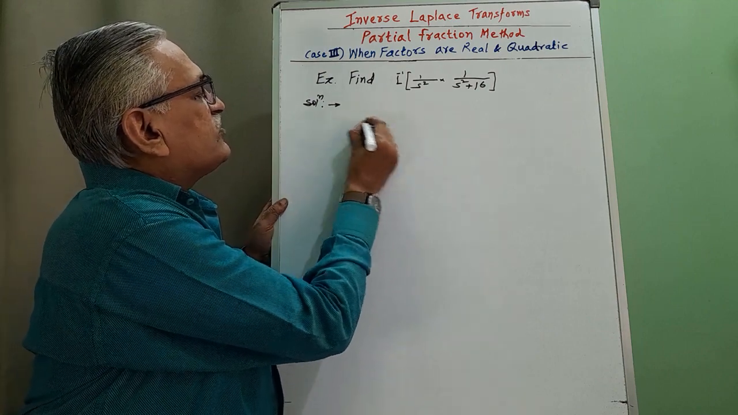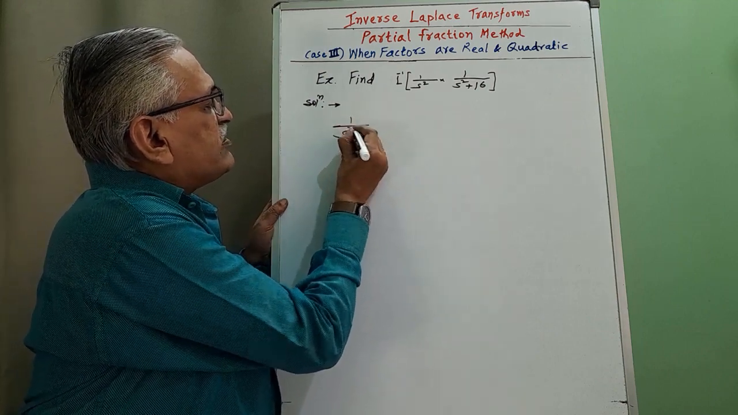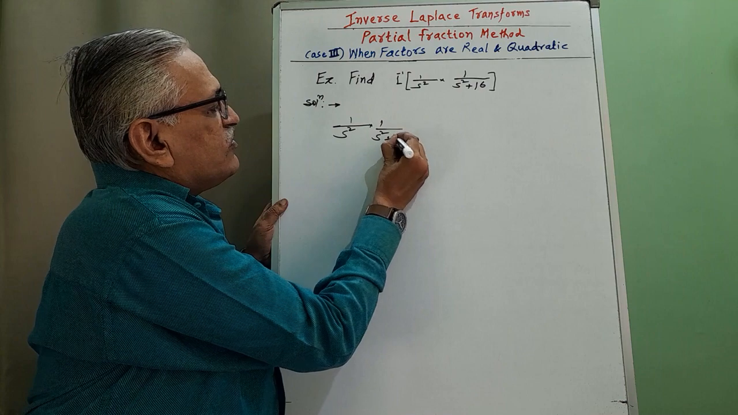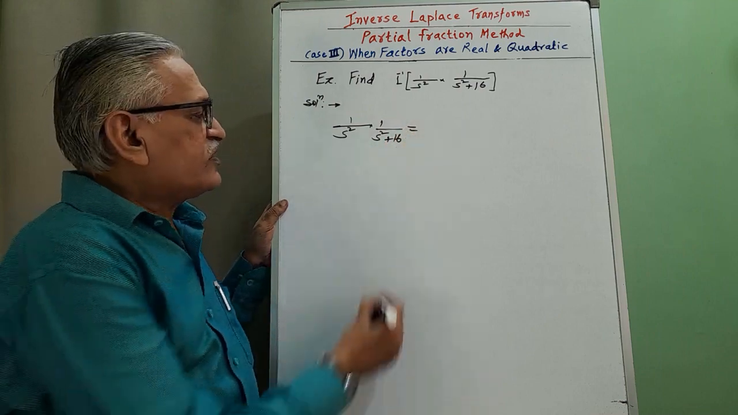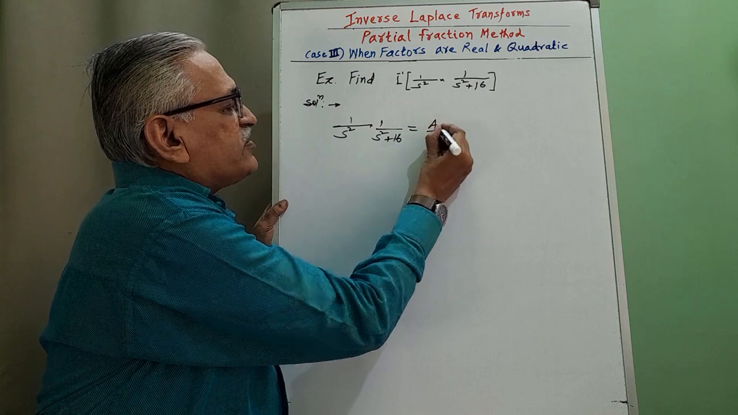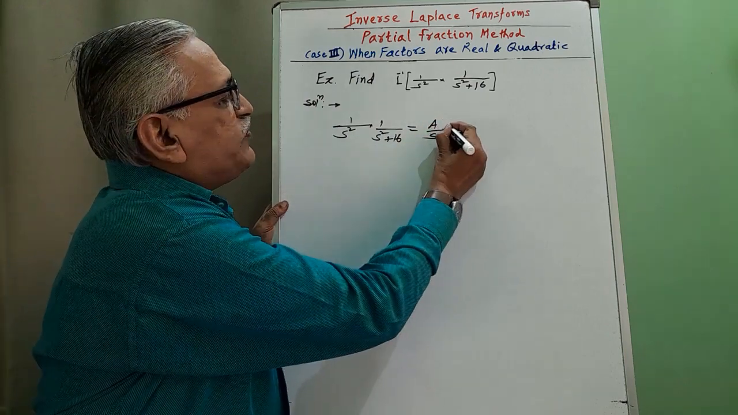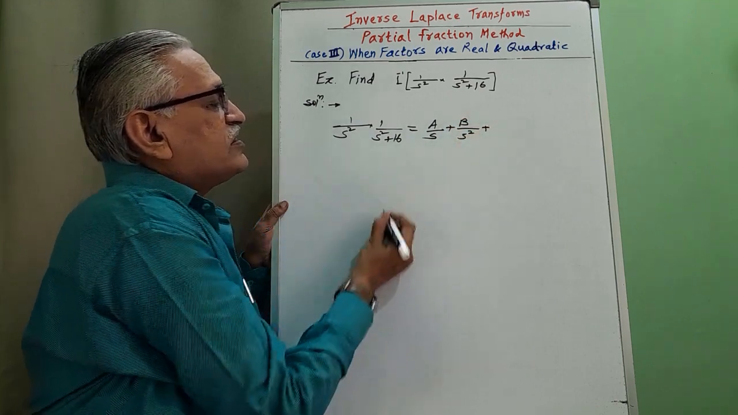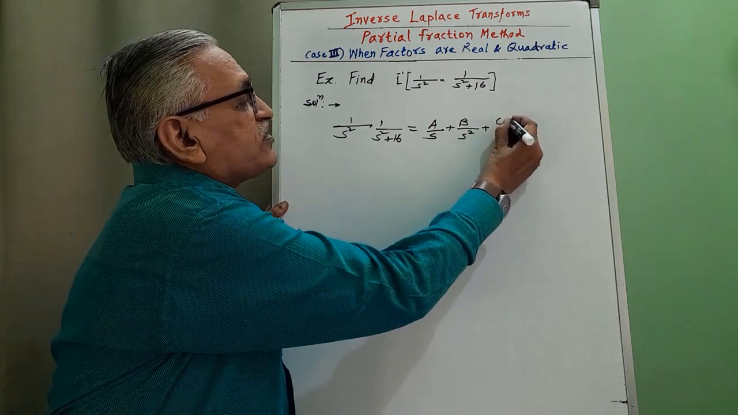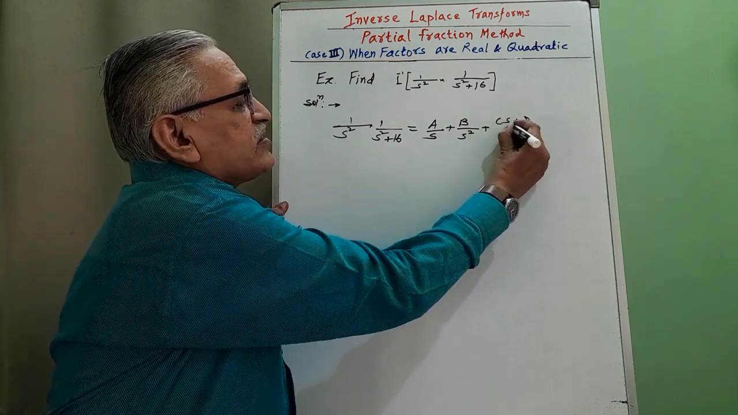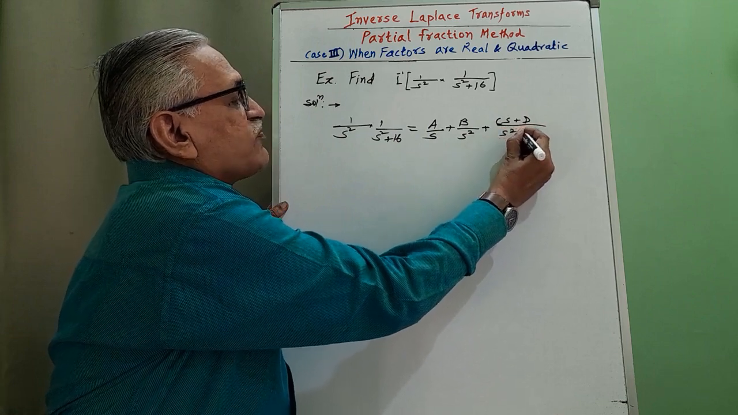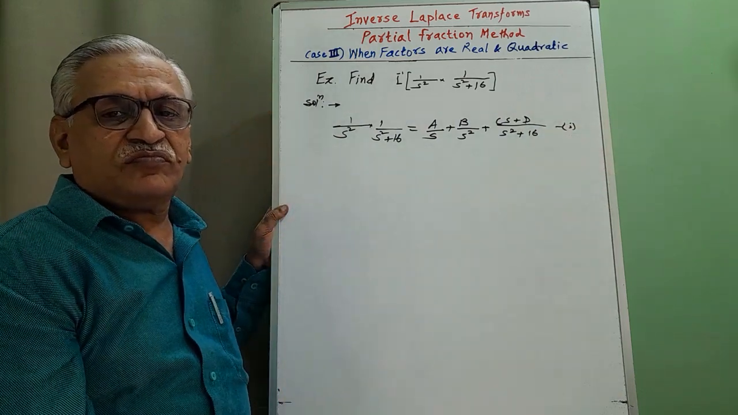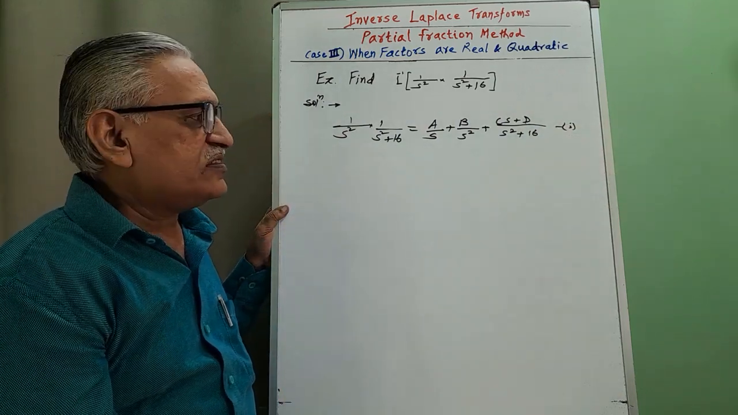Therefore, 1 upon s square into 1 upon s square plus 16 is equal to A upon the first factor, that is s. As it is repeated, next is B upon s square, and for this quadratic, next one is Cs plus D divided by s square plus 16. We call this equation 1.